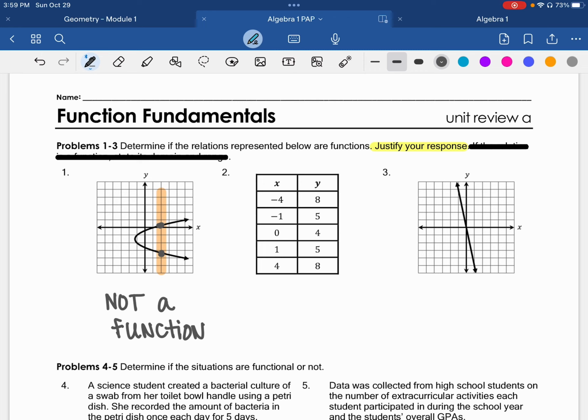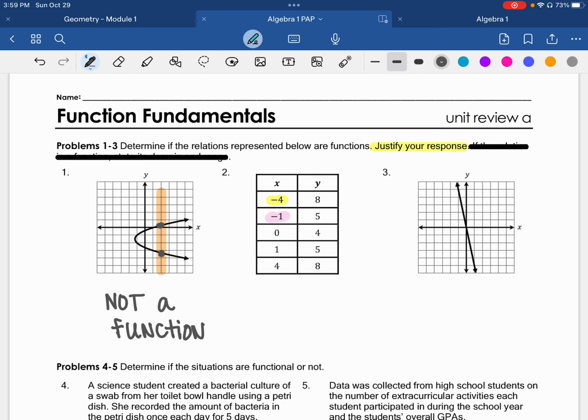A table you could justify by marking the two that are the same number or circling the two x's that repeat. In a set of ordered pairs, it's the same thing. You could start highlighting in different colors, right? This one is a different number from this one. And you could do that in ordered pairs as well to show that you did check them. Or you can write out in words, the X does not repeat, or the X does repeat.